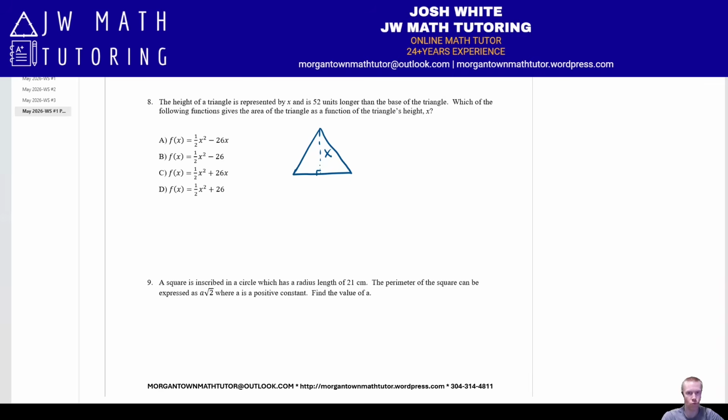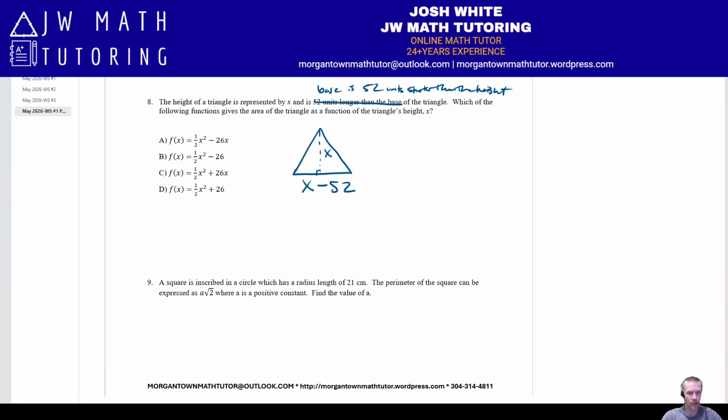An alternate way to word this is base is 52 units shorter than the height. Okay? That's how most people are going to think about it. That's how most people would find it easier to realize that the base is going to be x minus 52. The actual wording here, though, where it says the height is 52 units longer than the base, most people think, oh, well, the base is going to be x plus 52. But no, that's not correct. The height is the longer side, the base is the shorter side, and the difference between them is 52.